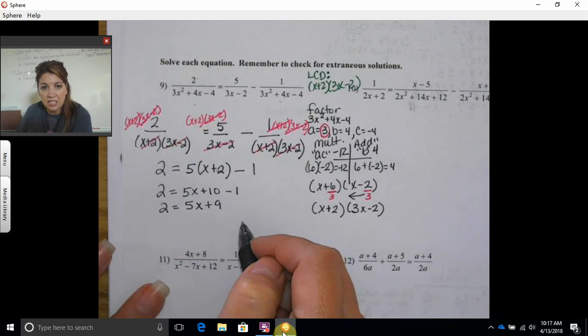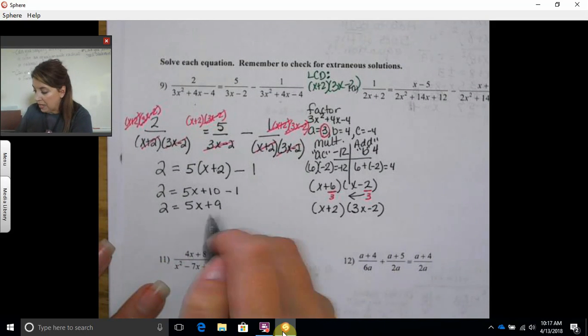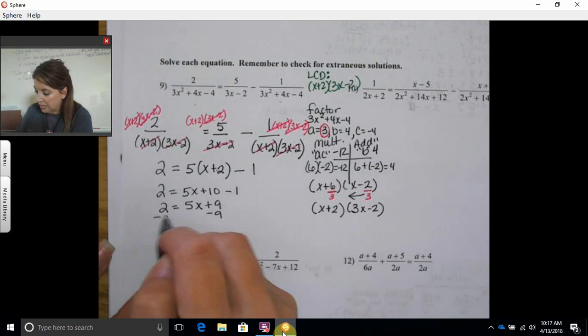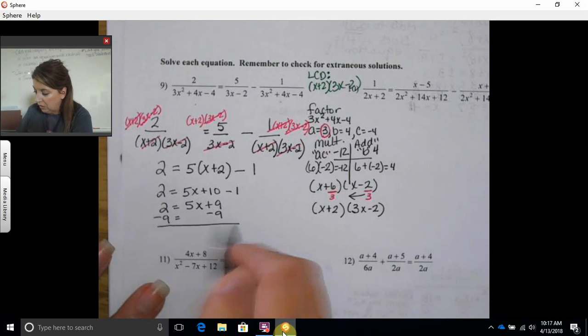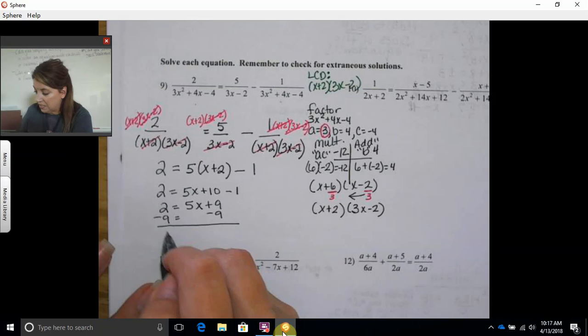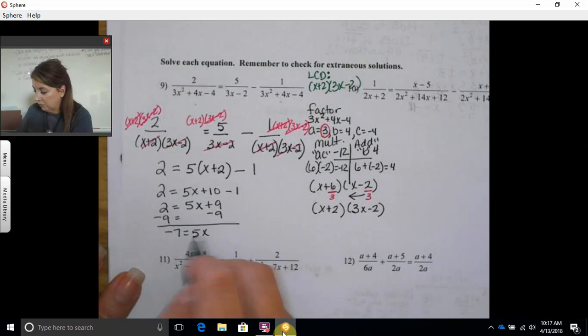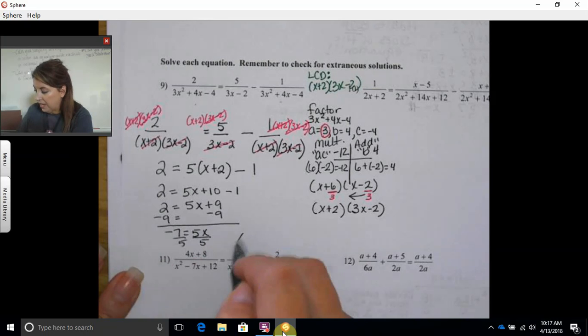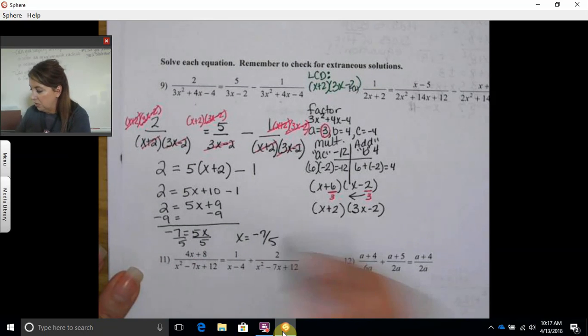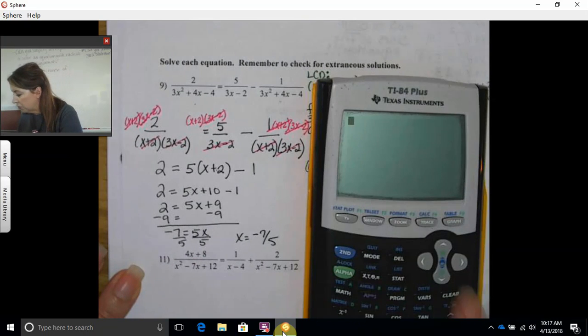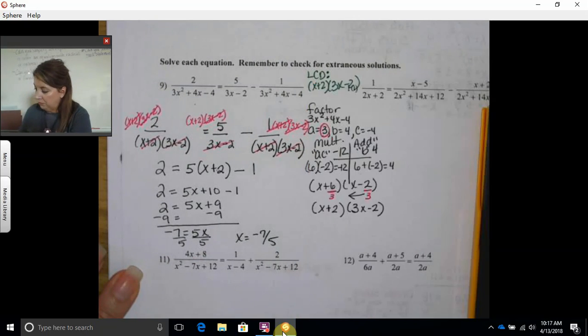Then I can just easily solve for x by isolating it. So I'll subtract 9 from both sides. 2 minus 9 is negative 7 equals 5x. Divide by 5, and x equals negative 7/5. Or in decimal form, negative 7 divided by 5 would be negative 1.4.